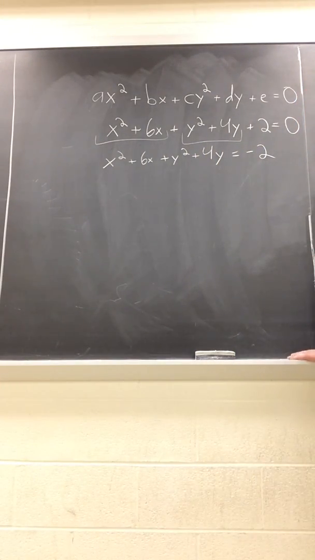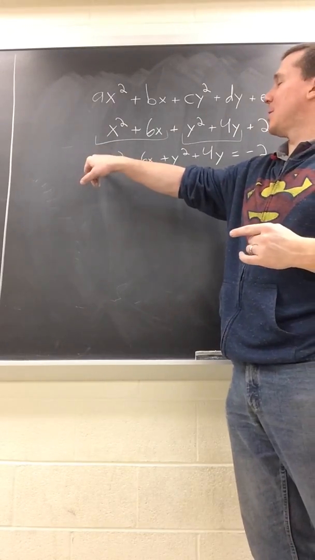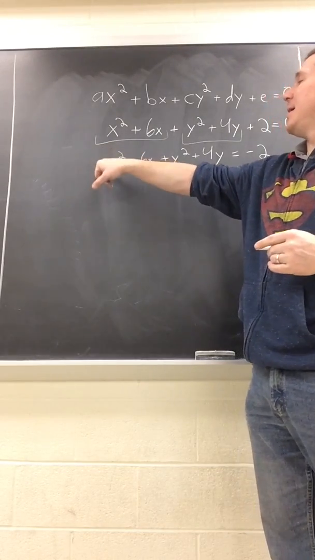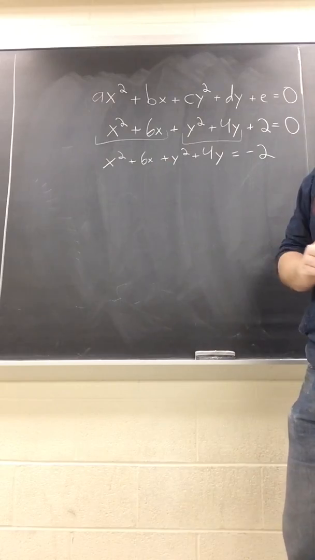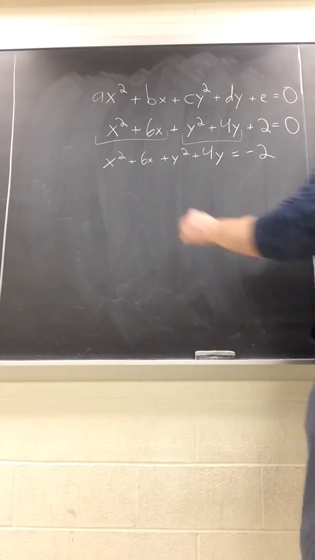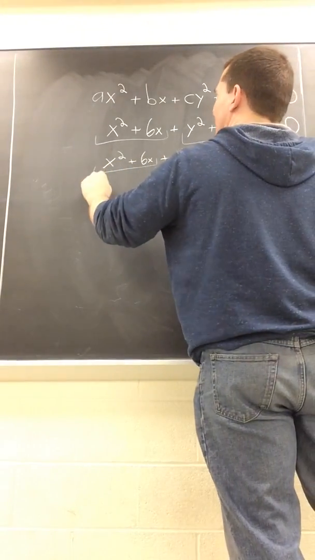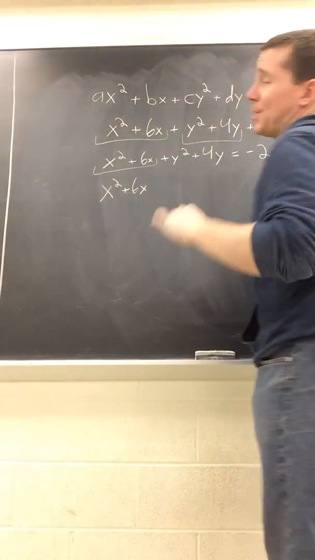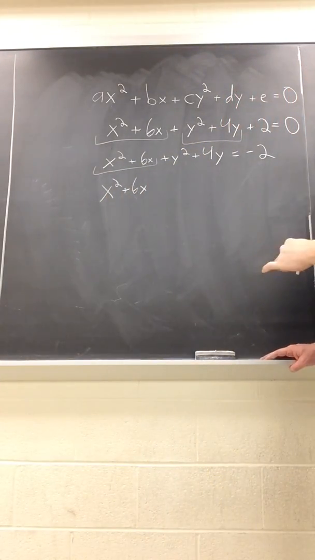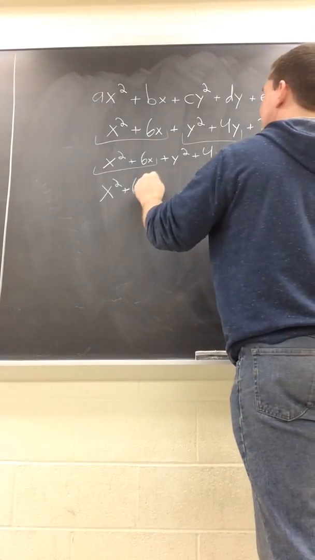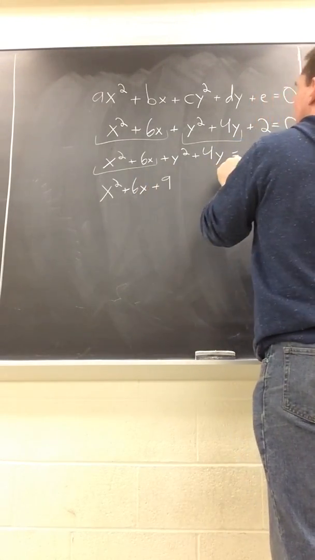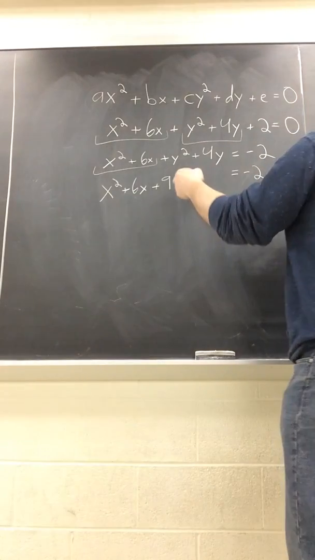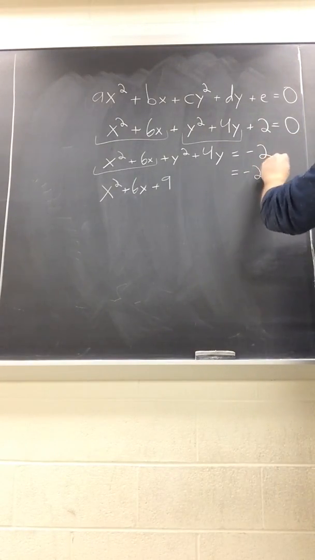Now, to complete the square, the quadratic terms have to have a coefficient of 1. x squared does and y squared does, so we're fine. We don't have to factor anything out. Now, to complete the square, if you remember, look at the linear term, cut it in half. Half of 6 is 3. Square that, you get 9. You add that on. But the rule is, whatever you add on the left, you have to add on the right to keep it equal.